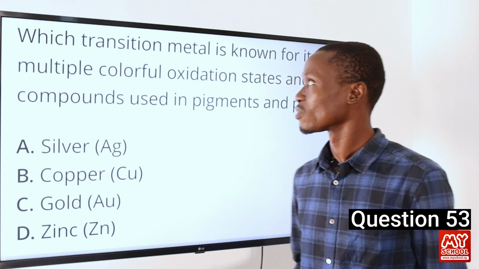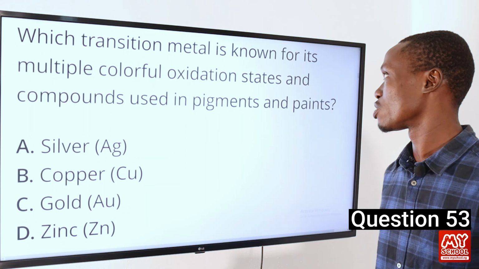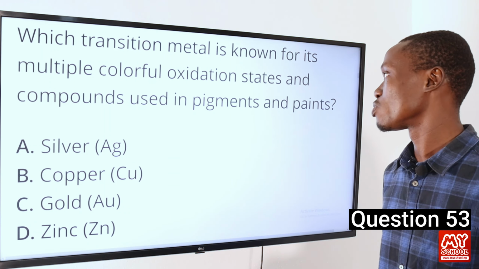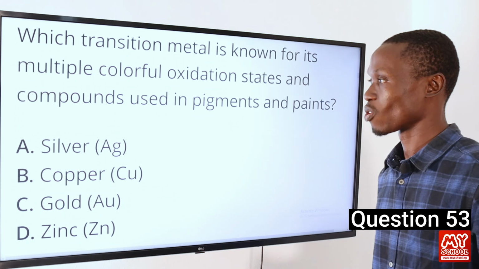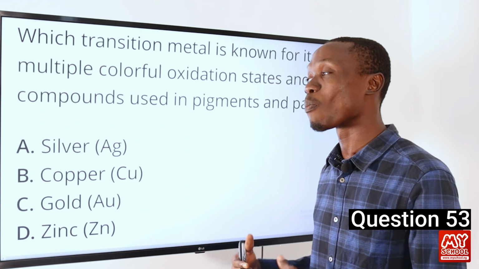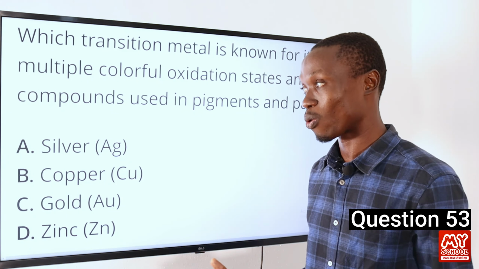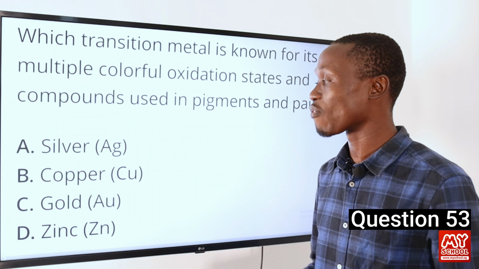Question 53. Which transition metal is known for its multiple colorful oxidation states and compounds used in pigments and paints? Okay, so A, we have silver. In most compounds, the oxidation state or the oxidation number of silver is usually +1. And silver looks like a mirror. While B, we have copper.